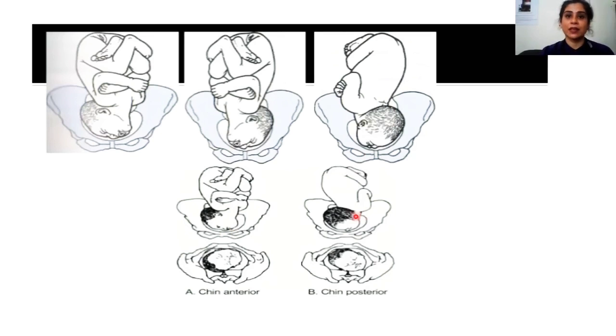Hope this is clear. So just remember one thing, that the denominator is the mentum, attitude is that of complete extension of the fetal neck, and the engaging diameter is submentobregmatic diameter, and the denominator is the mentum. So these things are very important from exam point of view.